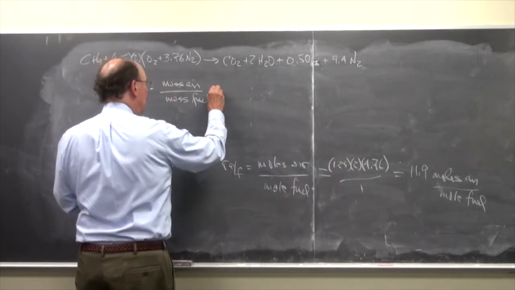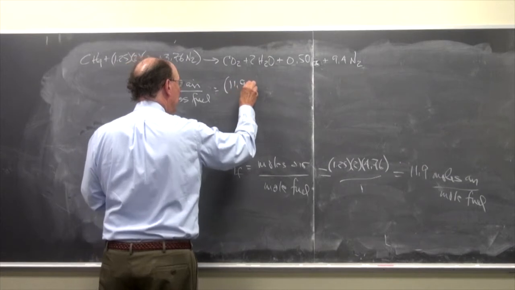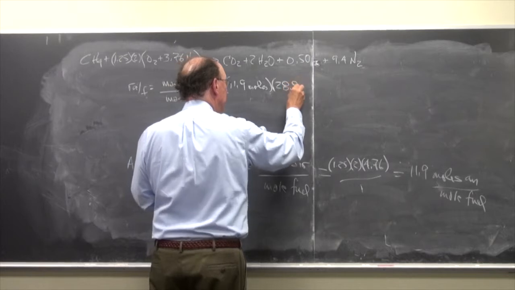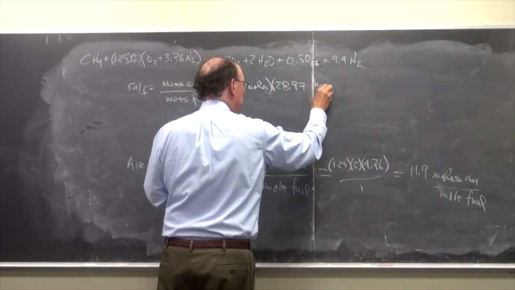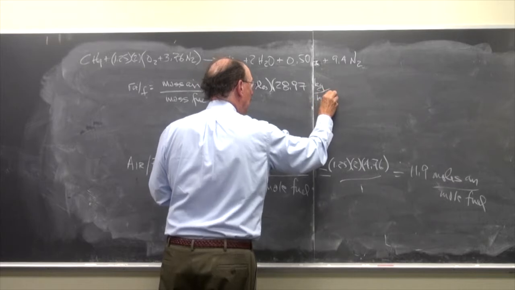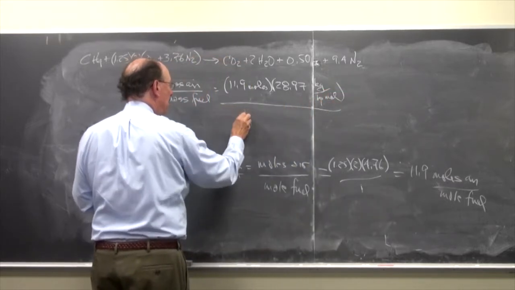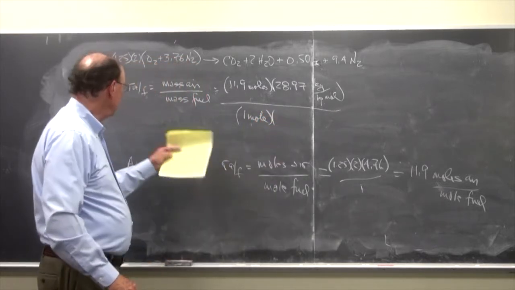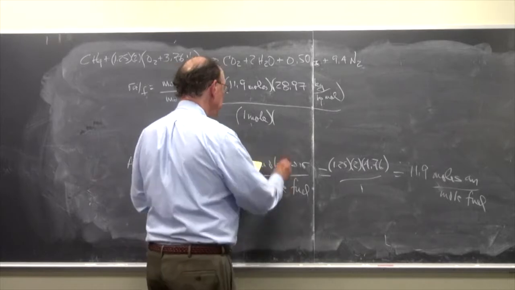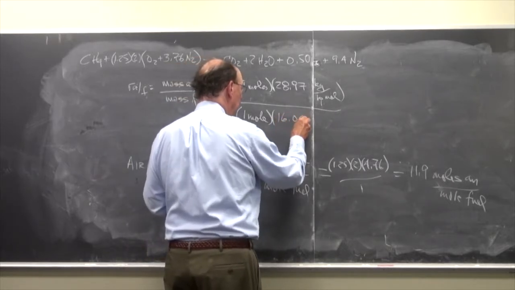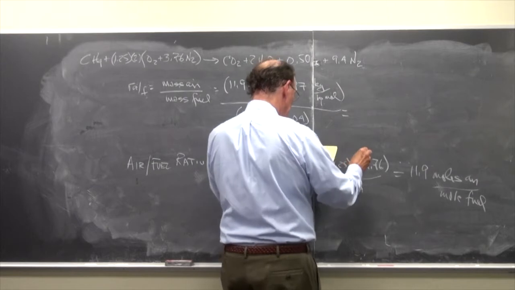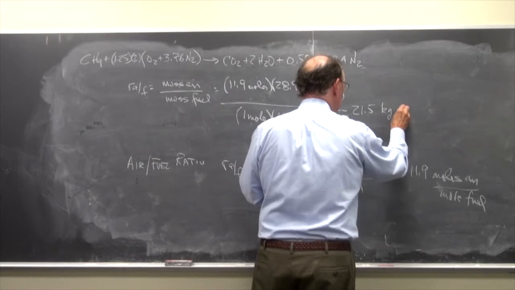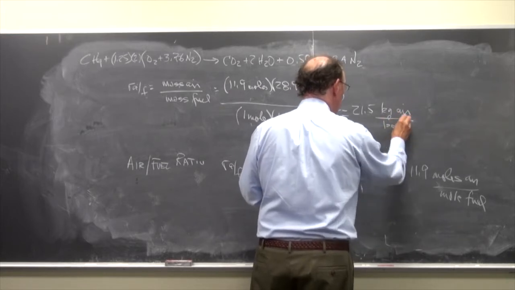So we have 11.9 moles, and the molecular weight of air is 28.97 kilograms per kilogram mole. We're dividing by 1 mole of fuel times the molecular weight of methane, which is 16.04. So on a mass basis, this is 21.5 kilograms of air per kilogram of fuel.